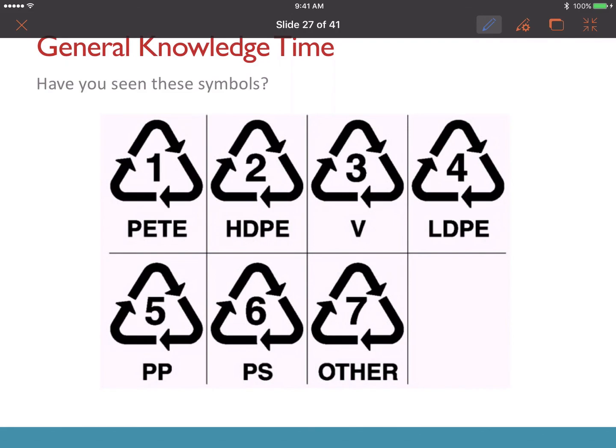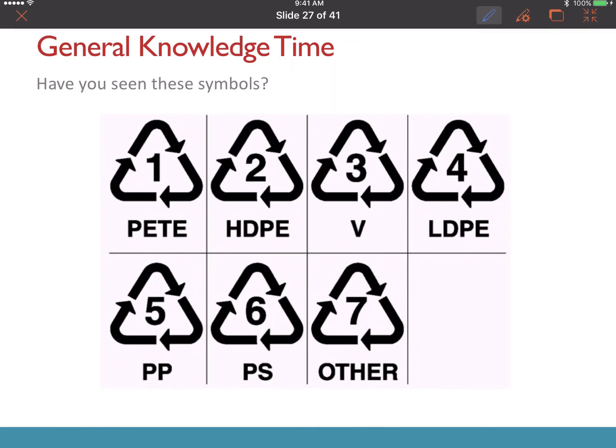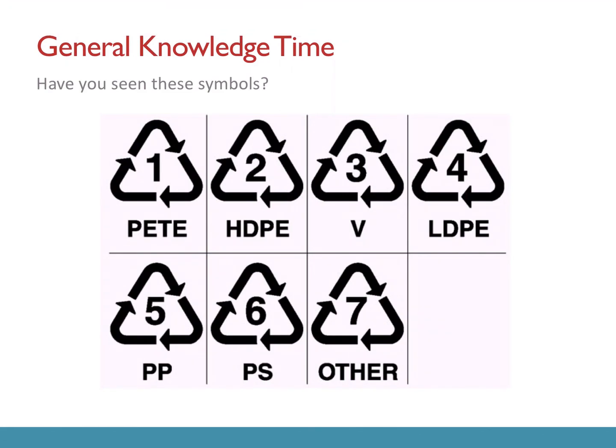Now, here's some general knowledge. Have you seen this symbol before? All the symbols actually tell you the type of polymer that is present. So for example, PP is polypropylene.